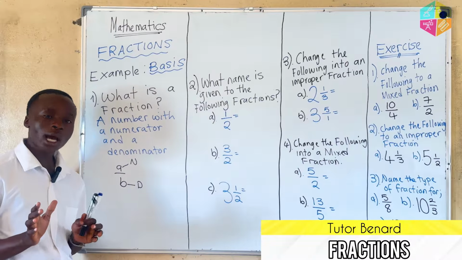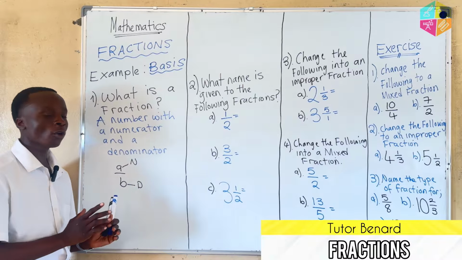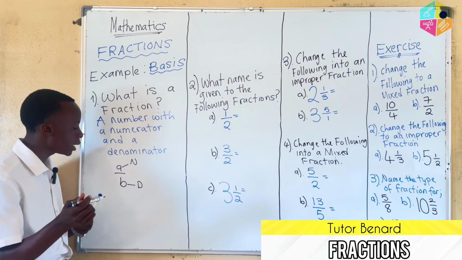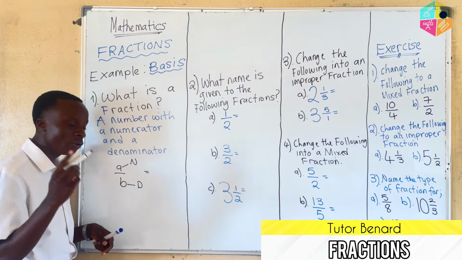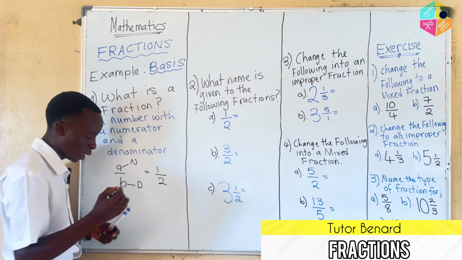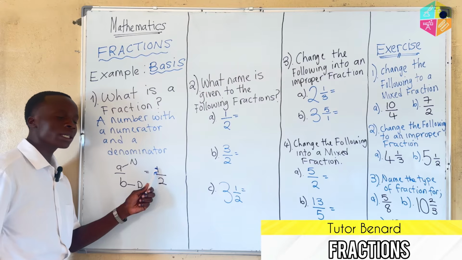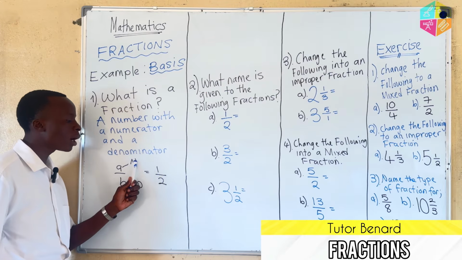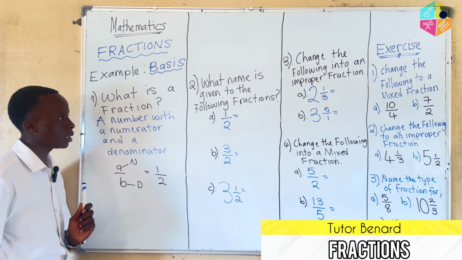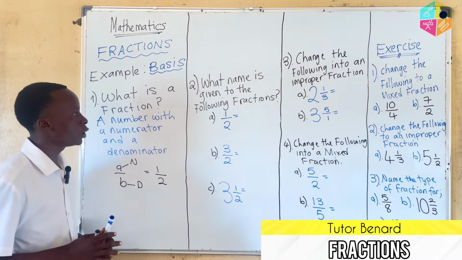So in your exams, they won't give you A over B, no. This is just to express how a fraction looks like. But in the actual sense, they'll say where there is A, we can replace with 1, and where there is B, we can replace with 2. So meaning this 1 that you are seeing here is what we call the numerator, while this 2, which is at the bottom, is known as the denominator. So let us move on to our second question.